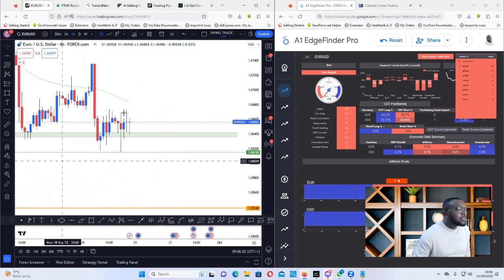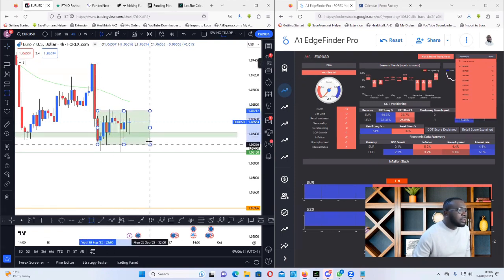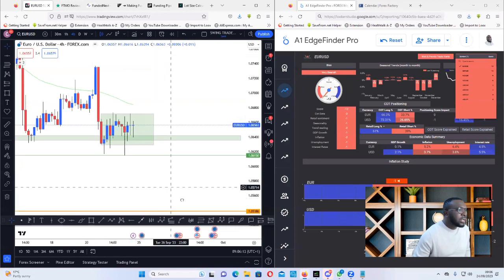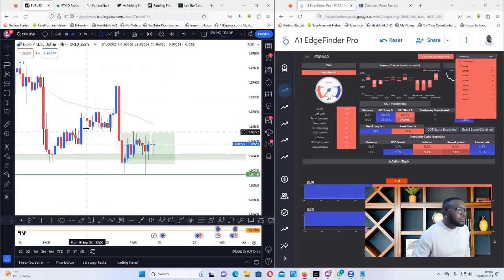Okay, we can see there's a consolidation on the 4-hour time frame, so it's not a good setup right here. So we want price to break out of there. So possibly price could come up on the Euro USD. We're expecting price to come up a little.